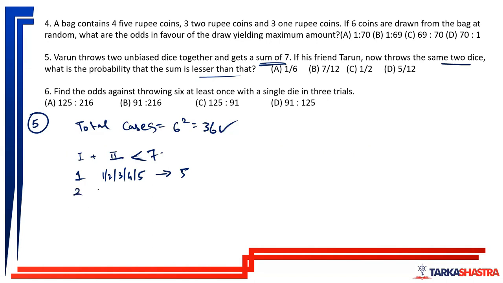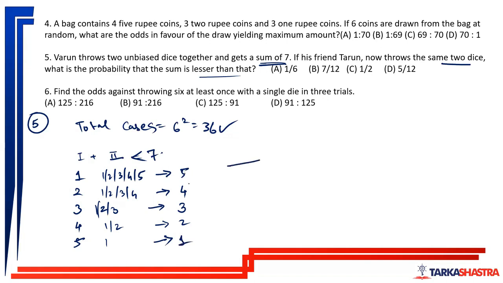If in the first throw we get 2, then in the second throw 1, 2, 3 or 4 will work for us. So 4 possible cases. And if in the first we get 3, then 1, 2, 3 are possible, that are 3 cases. If 4 turns up in the first one, then 1 or 2, that are 2 possible cases. If 5 turns up in the first, then only 1 will work for us. Only then the sum will be less than 7, and that is one possible case.